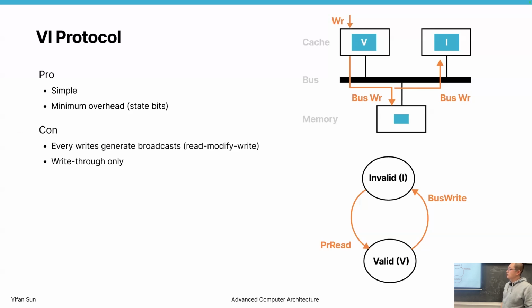Then, it's minimal overhead in terms of state bits, and it's really simple. The con is that every write needs to generate a broadcast. Just think about this pattern of read, modify, write, then read, modify, write. If I keep modifying one piece of data, it needs to generate a lot of traffic to the memory. And this is the same limitation as a write-through cache.